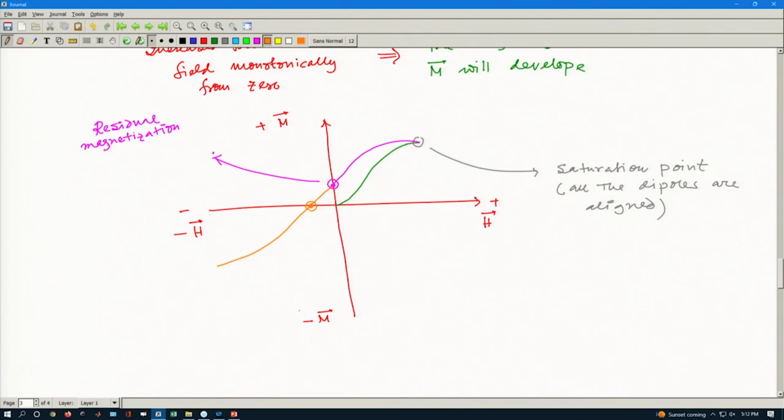And that point, this is the amount of the force that is required to make this magnetization 0. Sometimes it is called the coercive force.